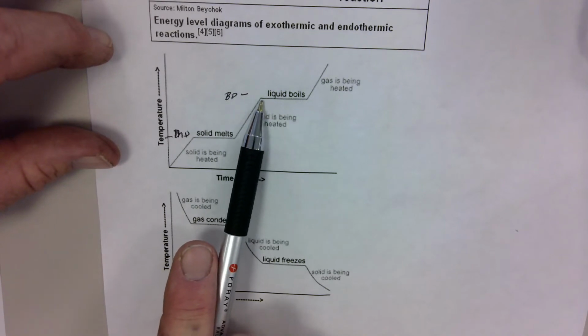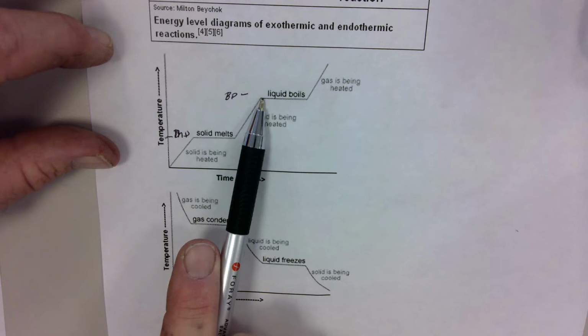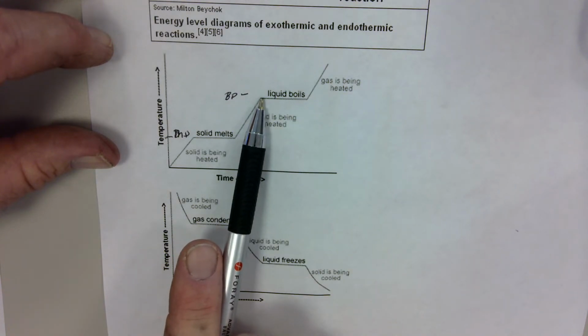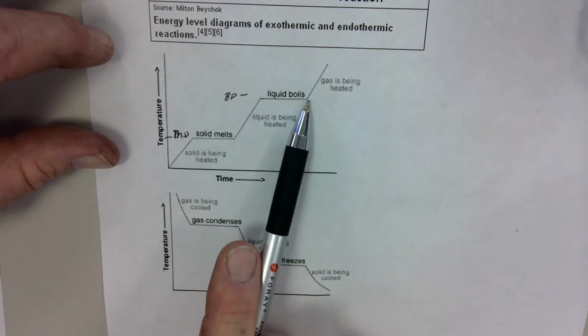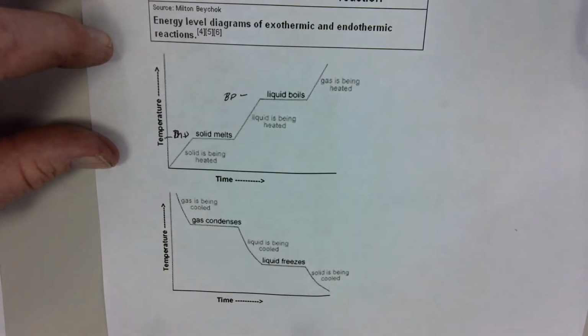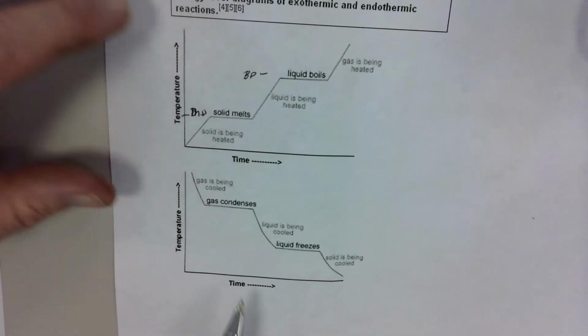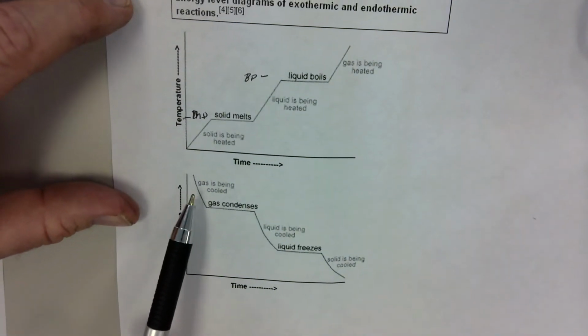But once you hit the boiling point, all of the energy is not used to raise the temperature, but rather to break the bonds between the liquid particles and change from liquid to gas. And once you have everything in the gas state, then you have to increase the temperature of the gas by adding thermal energy. The cooling curve is the exact opposite of the heating curve.